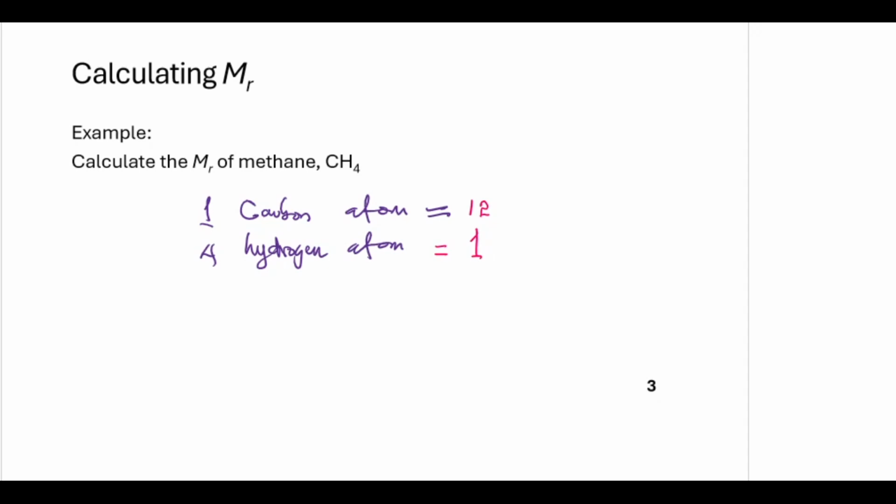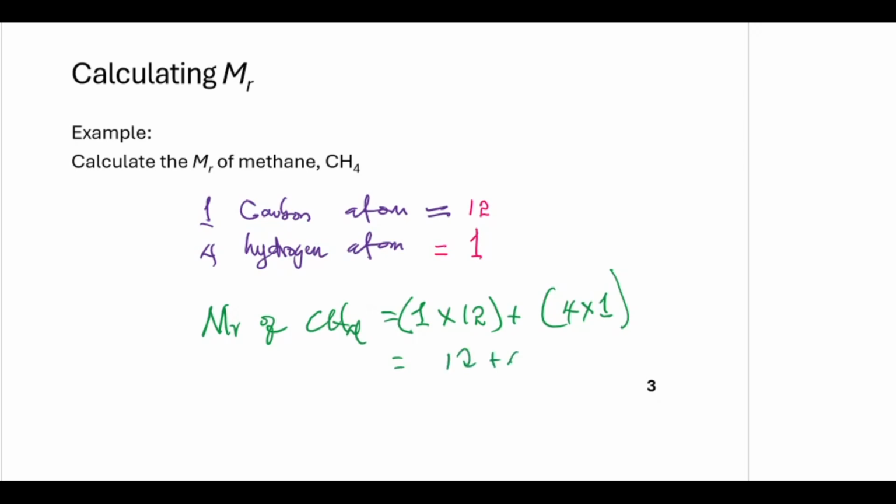And how many carbon atoms do we have here? We have 1 carbon atom. So when we are doing the calculation, if you want to find the Mr of methane, Mr of CH4 will equal 1 carbon atom times the relative atomic mass of carbon, plus the number of hydrogen atoms, we have 4 of them, multiplied by the relative atomic mass of hydrogen, which is 1. So in this case, our answer is going to be 12 plus 4, which is 16.